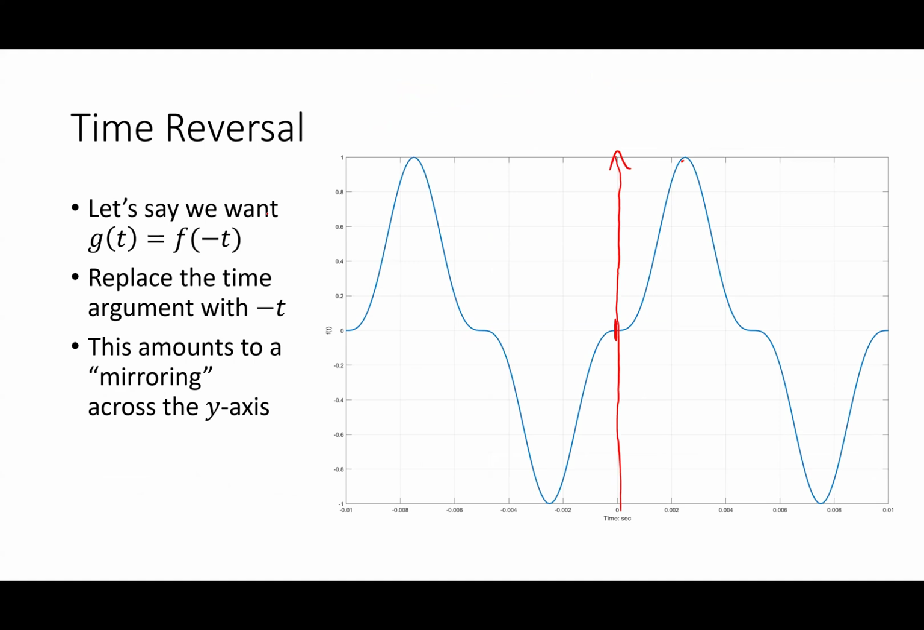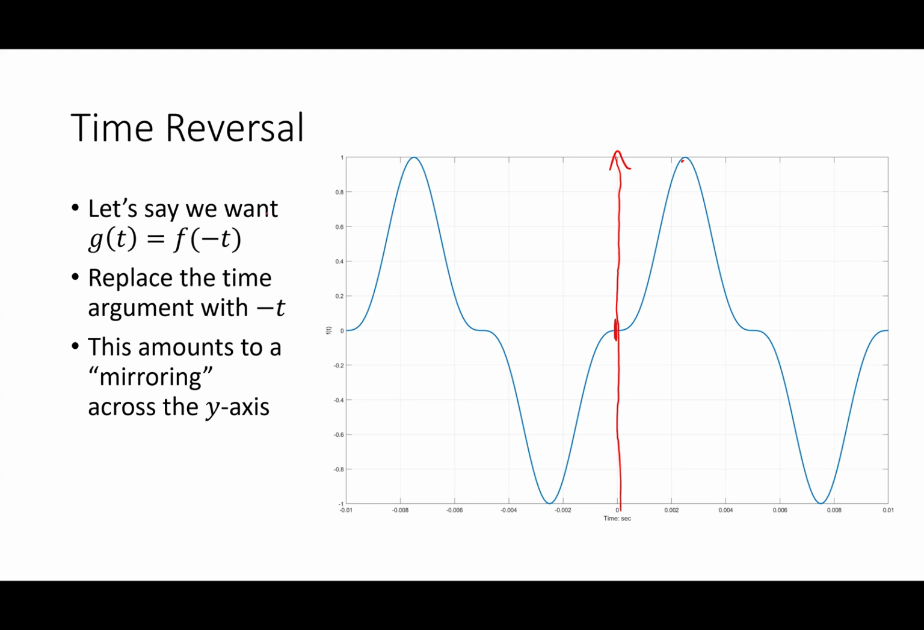Well, you replace the time argument with a negative t. What does that do? It mirrors it across the y-axis. I wrote it there. What's that going to do? Yeah, flip it across the y-axis. So where I've got a peak here, that peak should be happening over there, right? A time reversal. I'm making everything in the future happen in the past, is basically what it means.